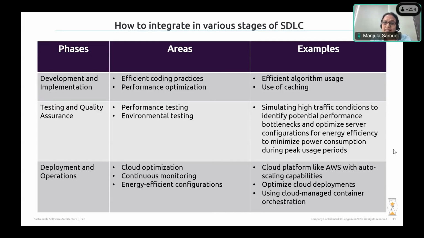The next is maintenance and updates. Implement software updates and patches that, again, prioritize energy efficiency and optimization. Adopt sustainable maintenance practices to ensure the ongoing viability of the software. It could include code refactoring, performance tuning, and periodic environmental assessments.